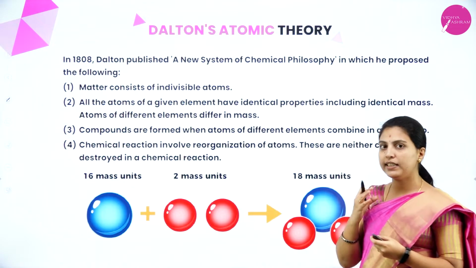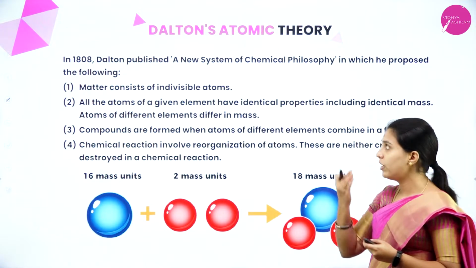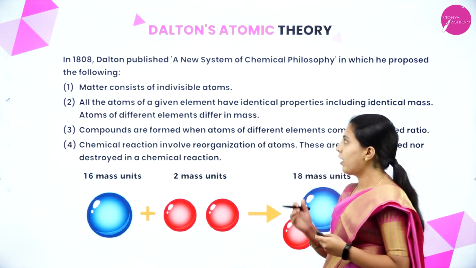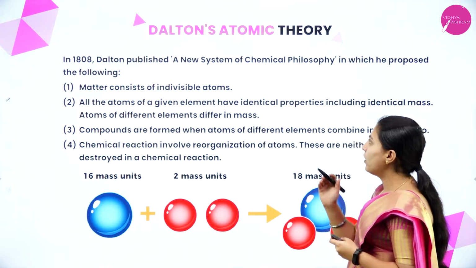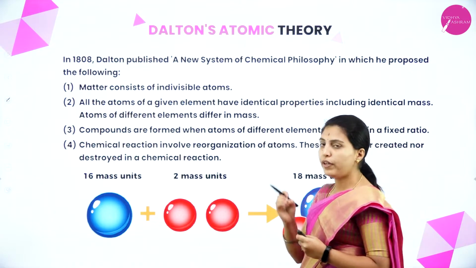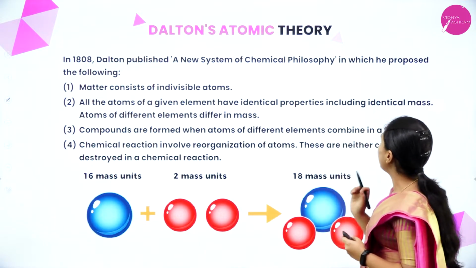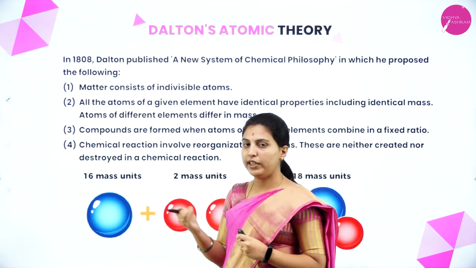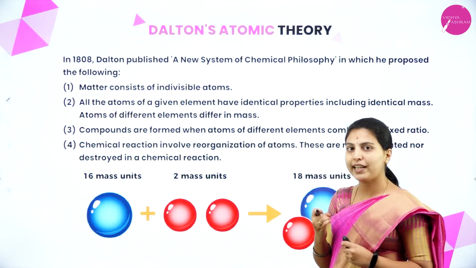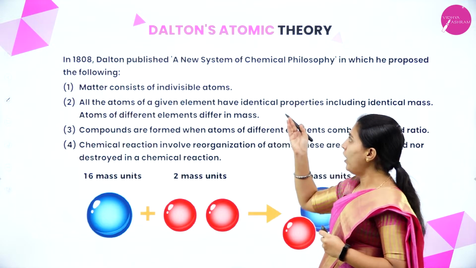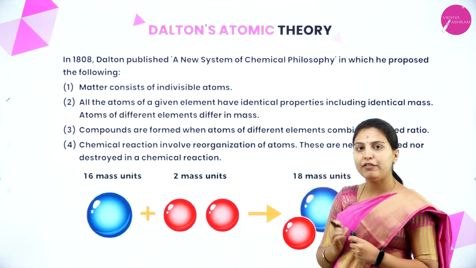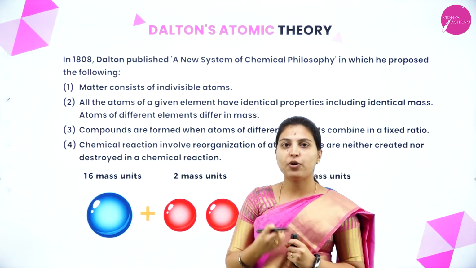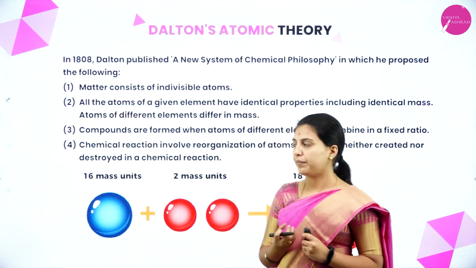After seeing the laws of chemical combination, we are now seeing Dalton's atomic theory. In 1808, Dalton published A New System of Chemical Philosophy, in which he proposed the following. John Dalton was a chemist. He proposed a new system of chemical philosophy, and in that he gave many statements or postulates about matter.